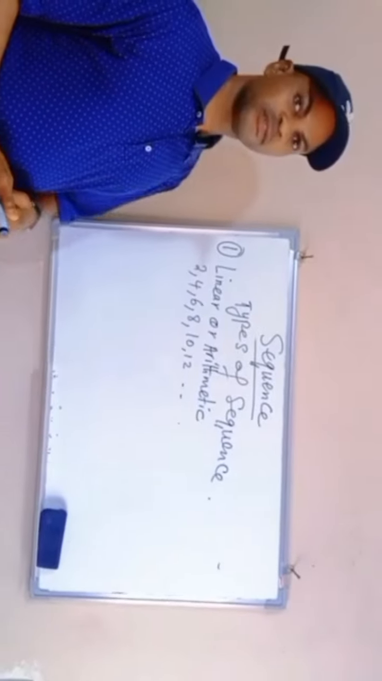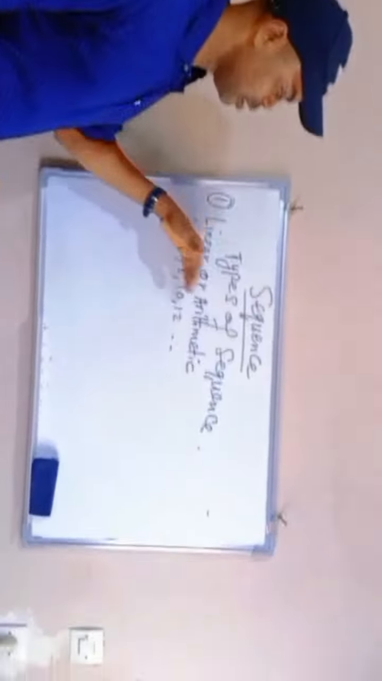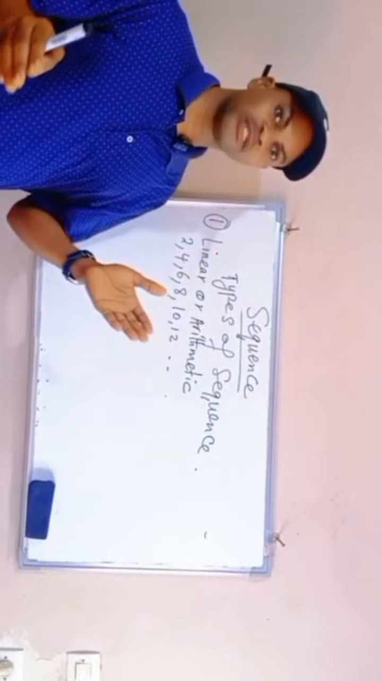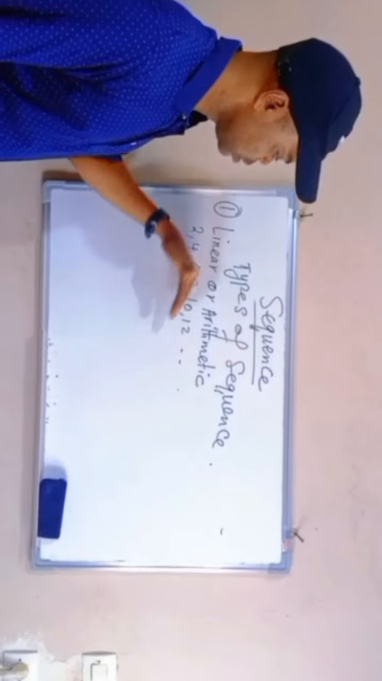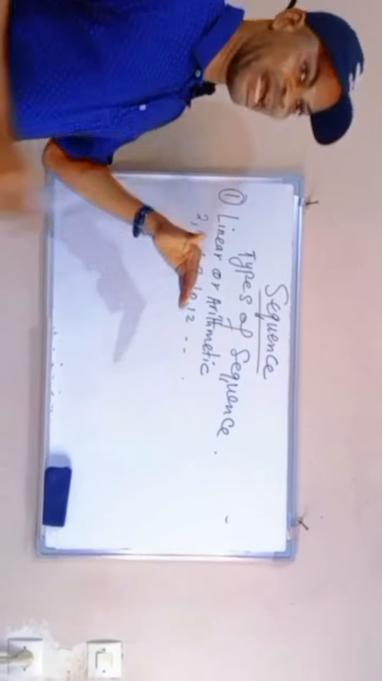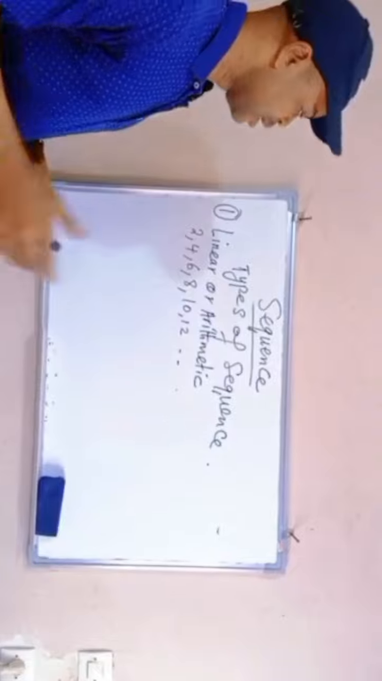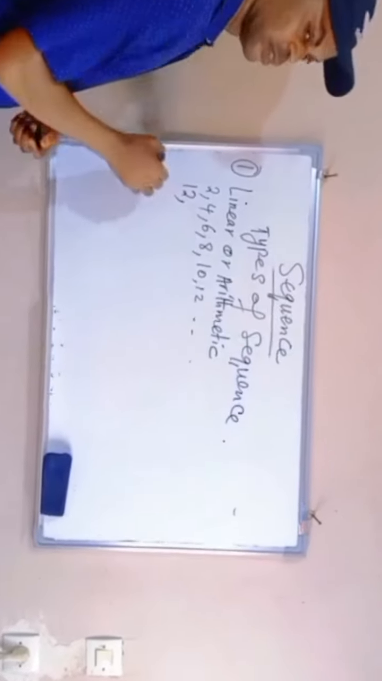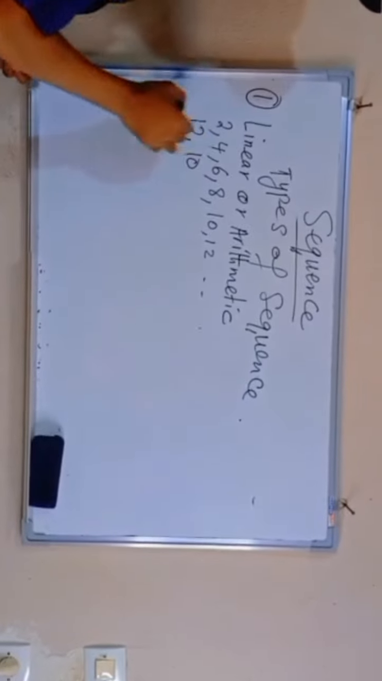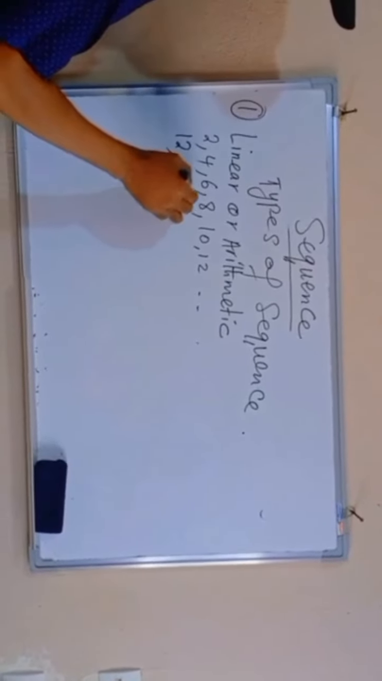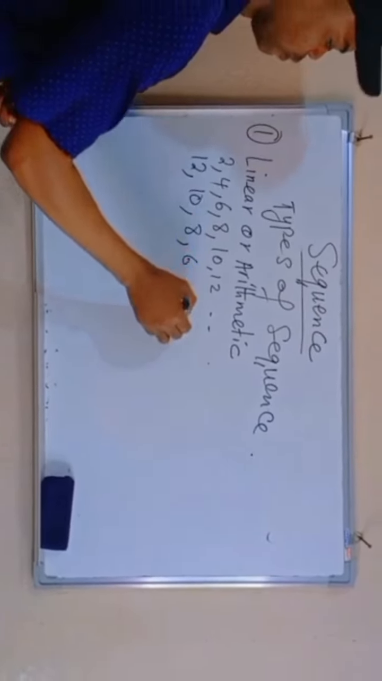term of the sequence. Remember, I said a linear or arithmetic sequence is a type of sequence where every term of the sequence is obtained by addition or subtraction. Now, let's take another set of numbers. For instance, if I decide to take 12, I take the next number, 10. The next one should be 8. The next one should be 6, so on and so forth.